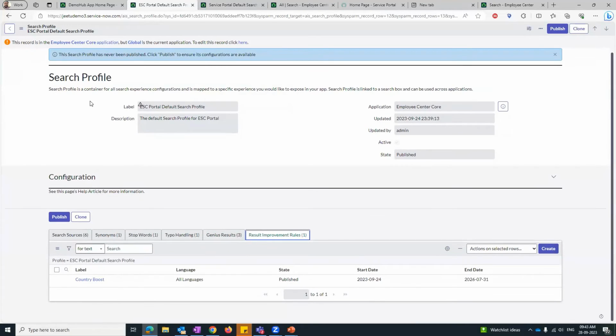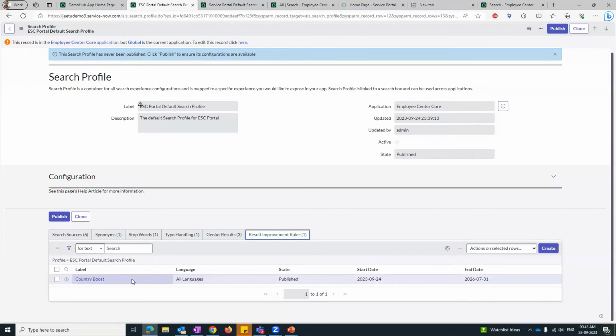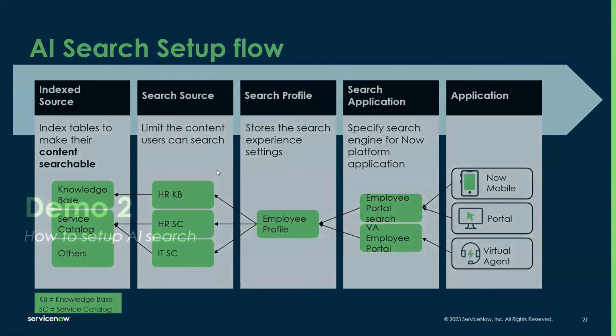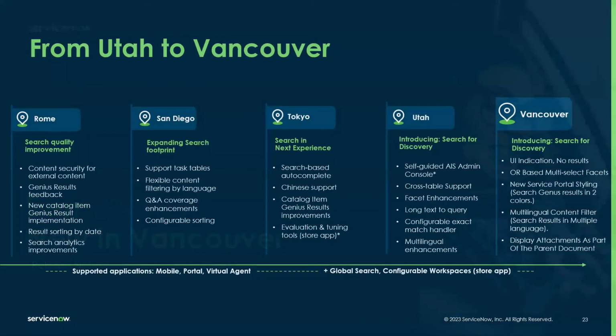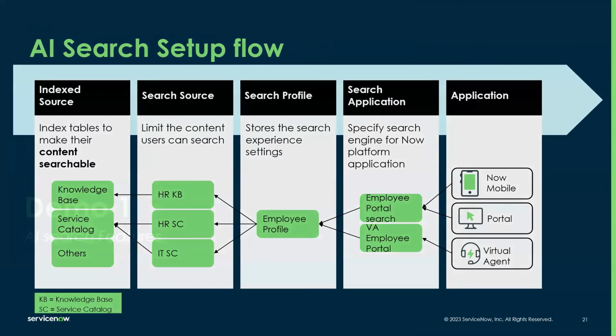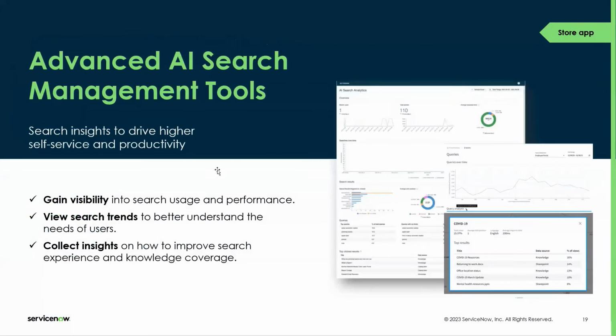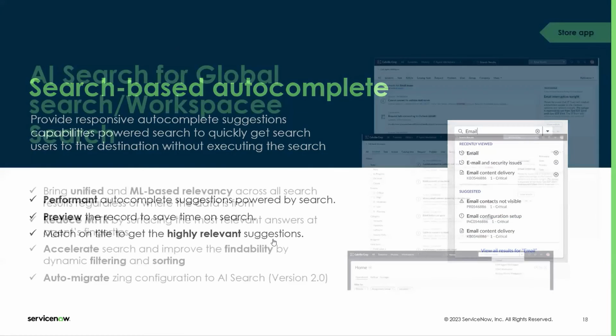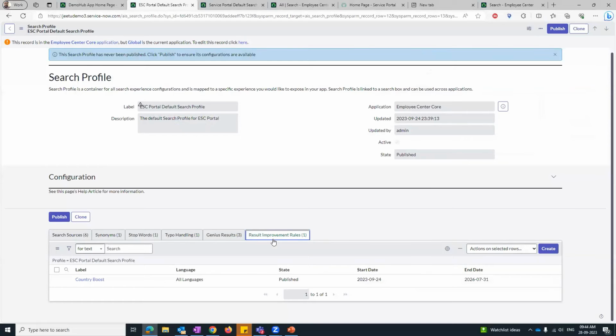Yeah. So if you go to search profile, and I have just taken the example of the ESC portal, you can see I have added one result improvement rule. I do have a slide on this one also. Okay, never mind. So you have the capability to configure rules. What these rules basically will do is help to improve your search. You boost your search further based on certain conditions. So if you see here, I have applied one rule.